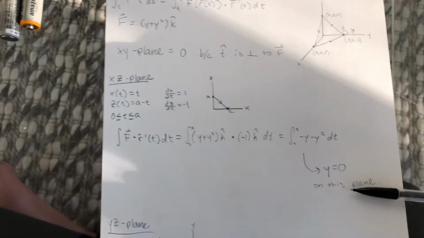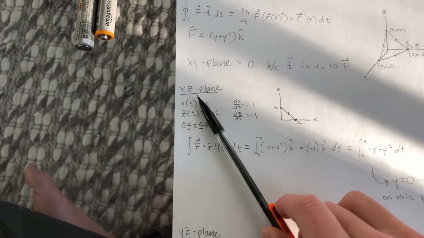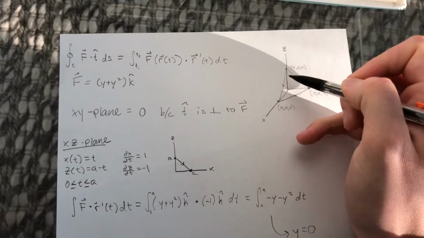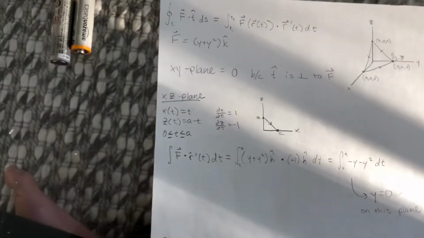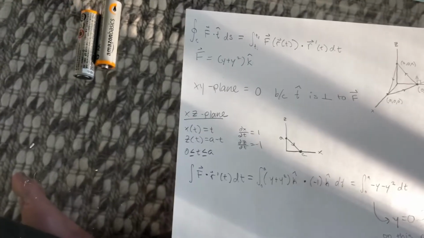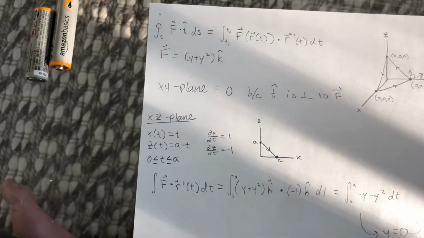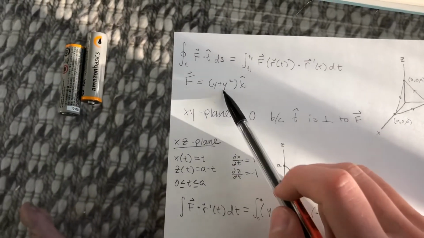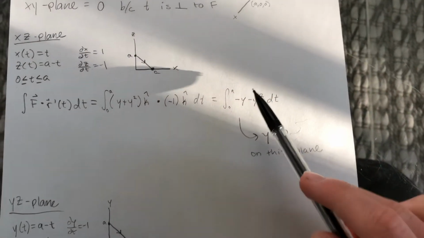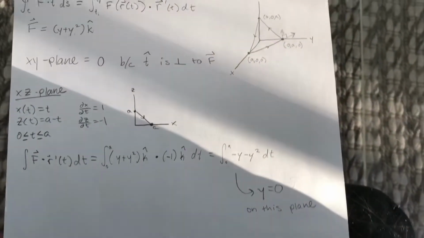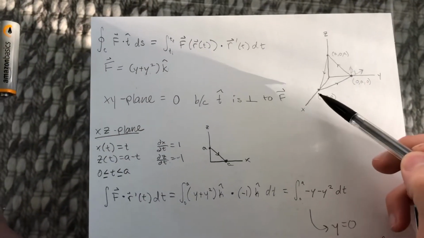Now, since this is in the xz plane, that's going to be this one right here. Y is going to be 0 along this whole vector. So if y is not only constant, but constantly 0, and the vector field depends on y and is only in the z direction, we'd just be integrating 0, which is going to make another 0. So far, this integral and this integral are both 0.